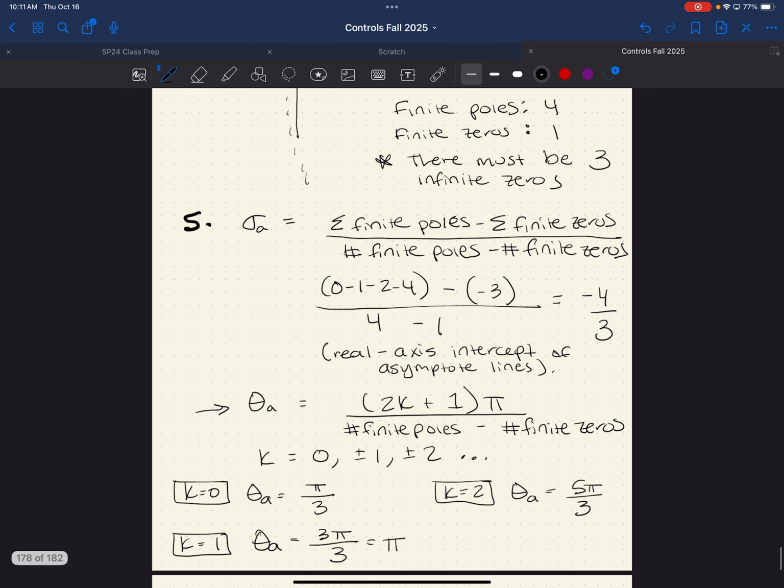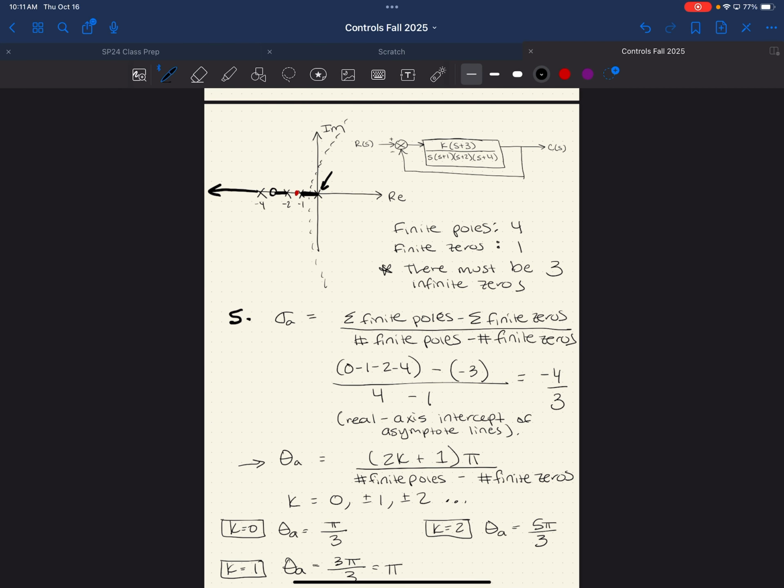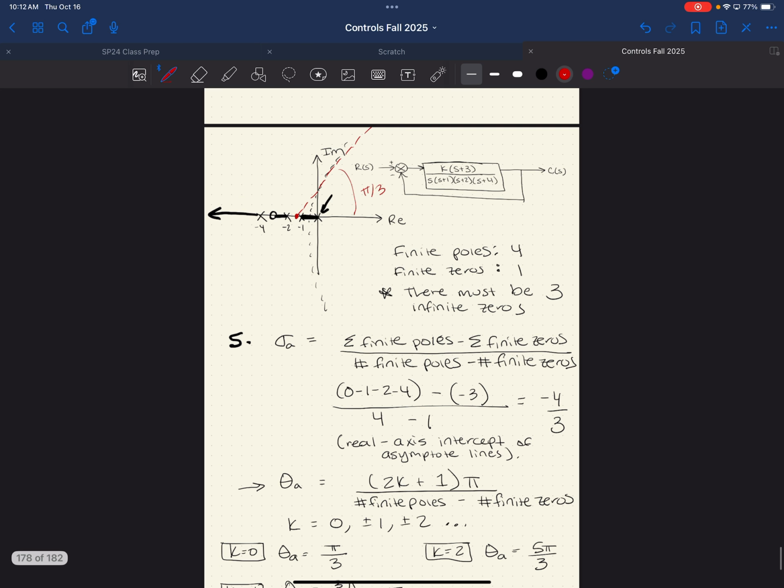Okay, so let's look at what happens to our asymptotes. I'm going to draw my asymptotes in red. We know that pi is half of the circle. Pi over 3 is just the first third of that half. So I know that I have one asymptote line that goes like this, where this angle here is pi over 3. That's one asymptote line. Another one is, surprise, surprise, it's at pi.